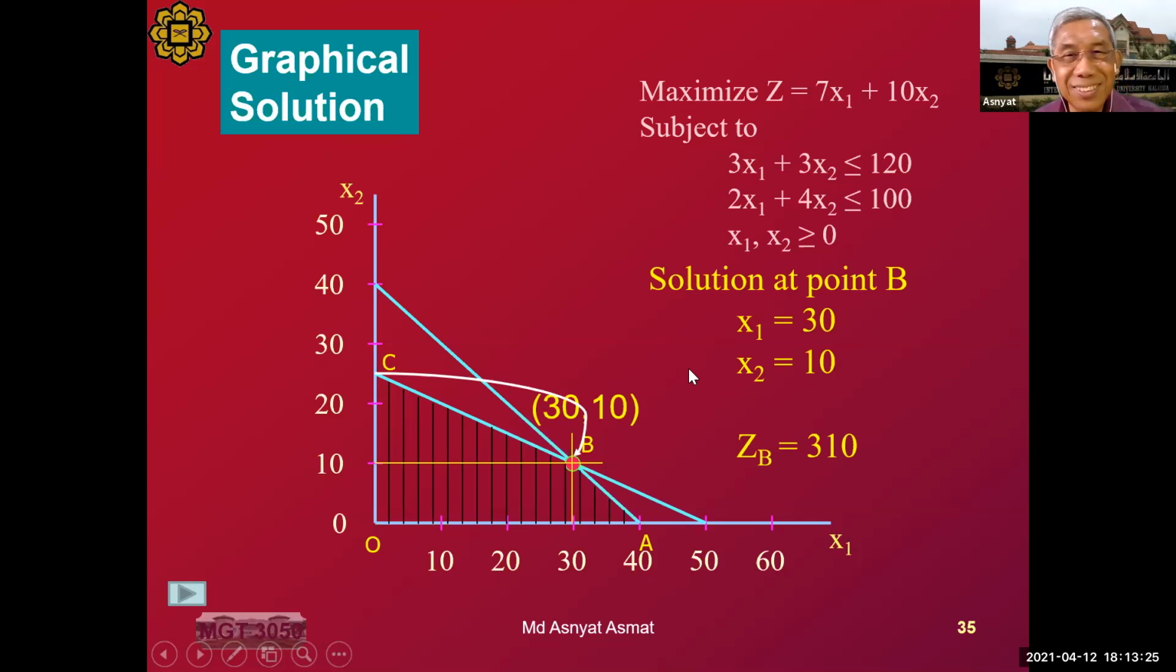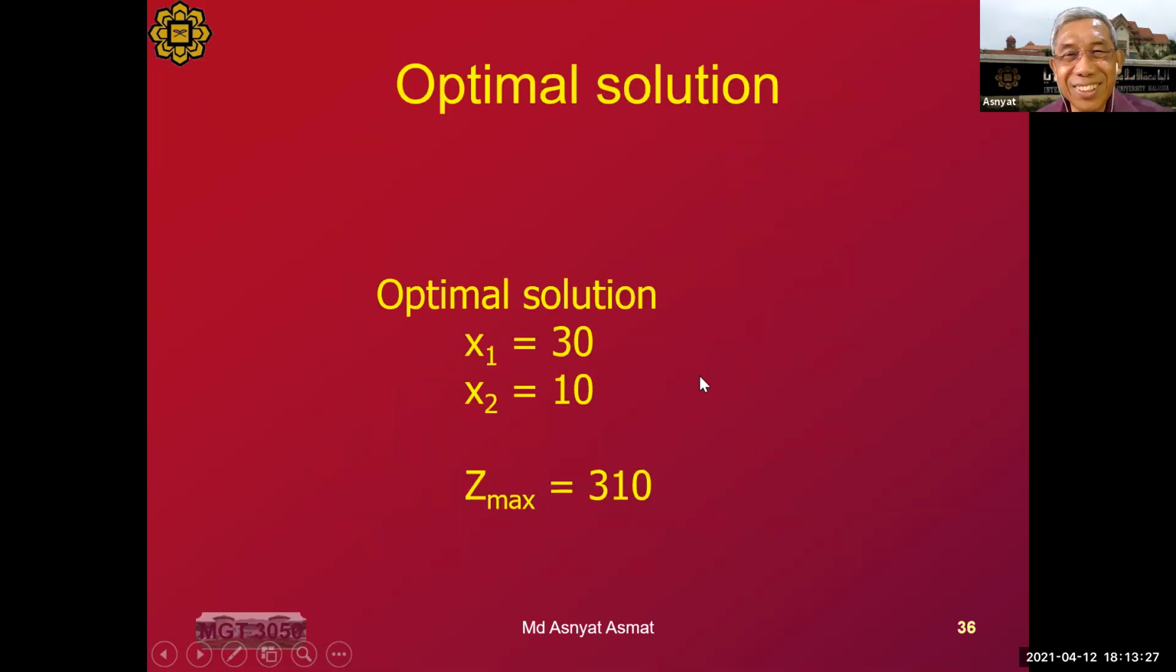So this is the optimal solution. From the tableau, we can interpret x1 equals 30, x2 is 10, and z maximum is 310. Okay, we are done.